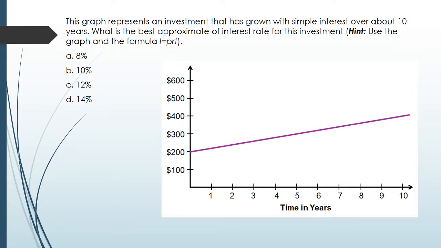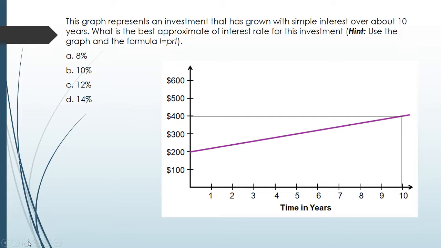So the first step you want to take is find the interest, right? We're looking at year number 10. So that's where year number 10 is. We want to find what the amount is. You can use a ruler to calculate it. I just drew a straight line. And as you can tell, after 10 years, we have $400.